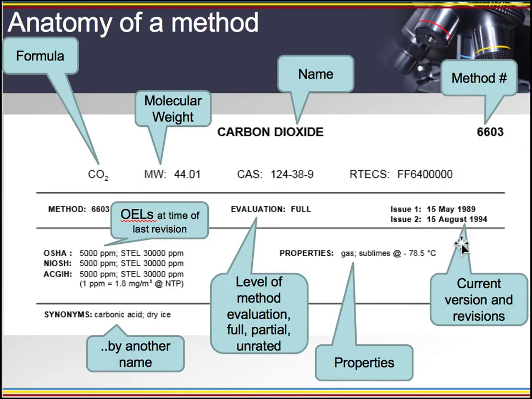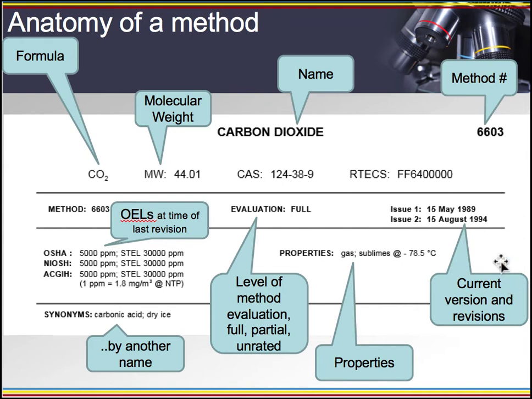When we pull up the method, we can see the name of the agent that we're sampling for, carbon dioxide. We can see the chemical formula and the molecular weight, which we may use if we need to convert back and forth from parts per million to milligrams per meter cubed. You can also see the method number listed there.